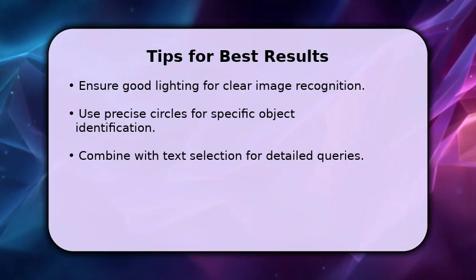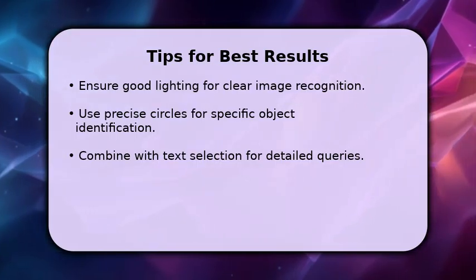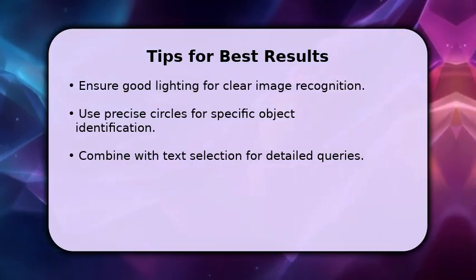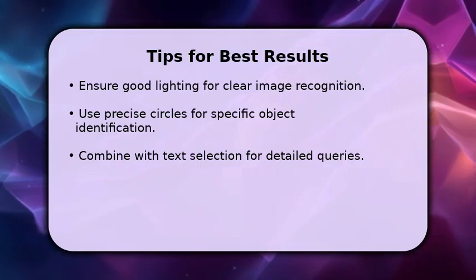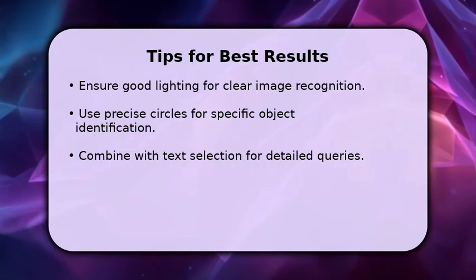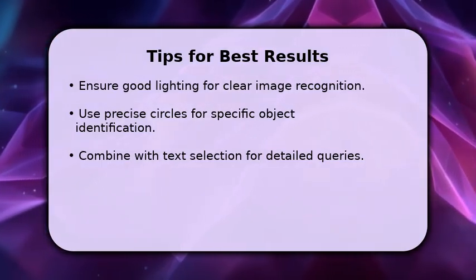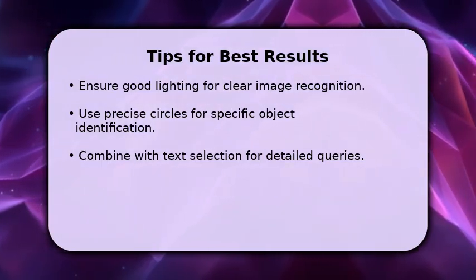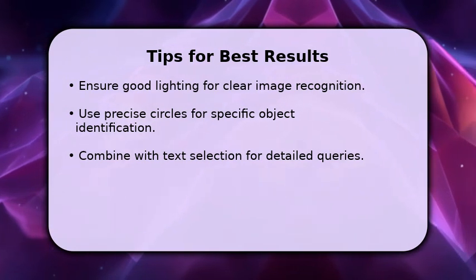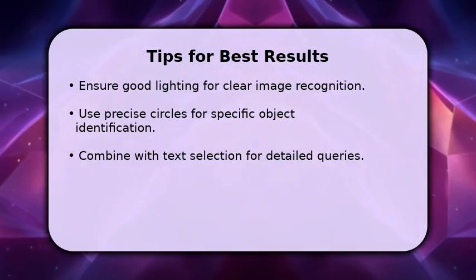For the most accurate results, try to use Circle to search in well-lit environments, especially when identifying physical objects. When circling, be as precise as possible around your target item to help the AI understand your intent. Remember, you can also combine circling with text selection for more detailed queries. This powerful feature is designed to save you time and effort, making information just a quick gesture away.